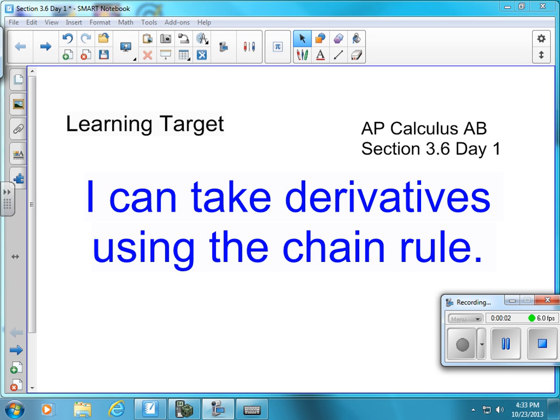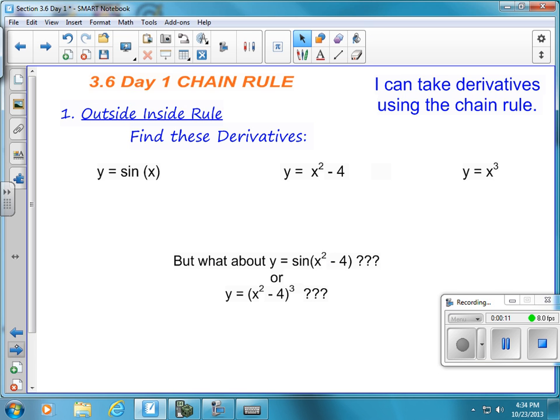Today's lesson is section 3.6, day 1, and it's all about the chain rule, taking derivatives using the chain rule. The chain rule is also known as the outside-inside rule. And the reason we need the chain rule can be defined by this example right here.